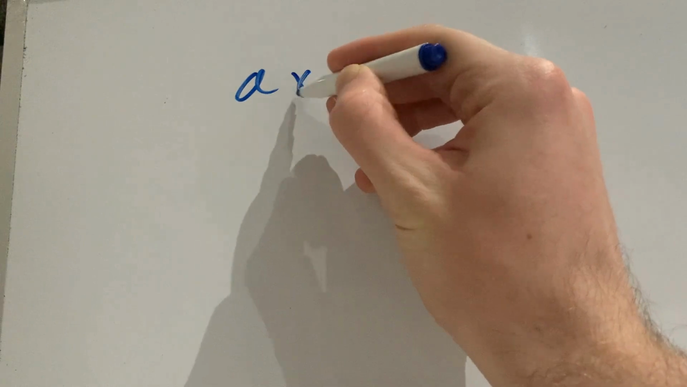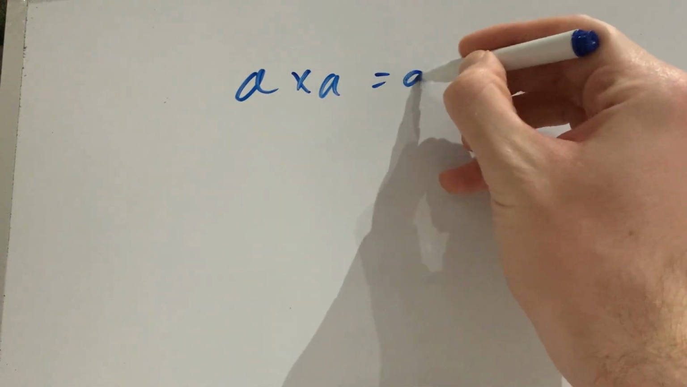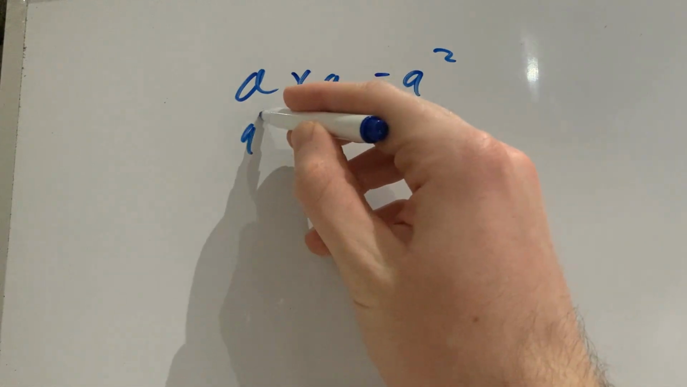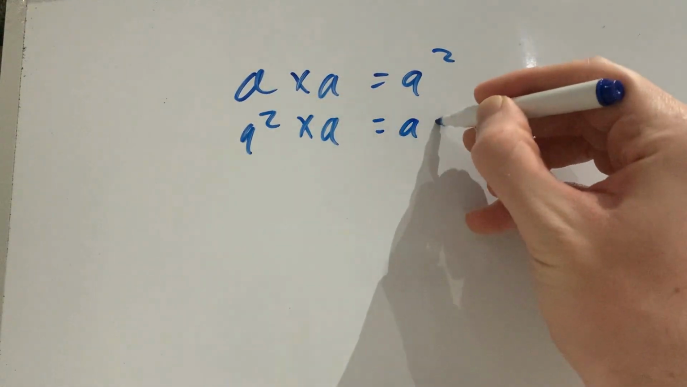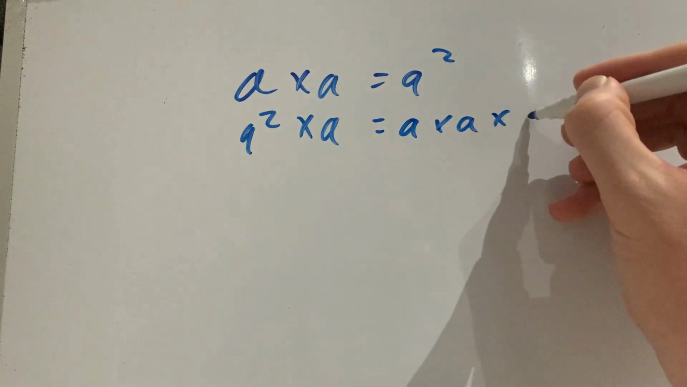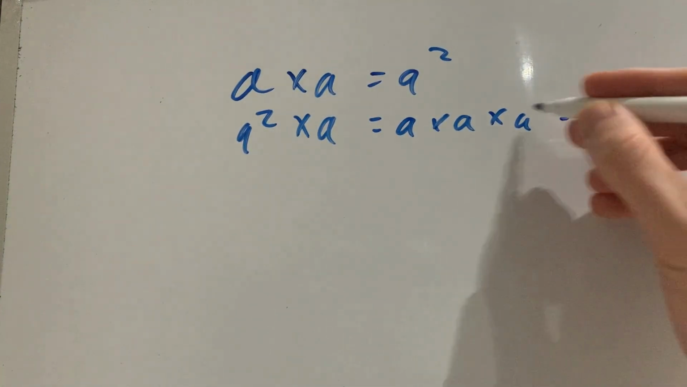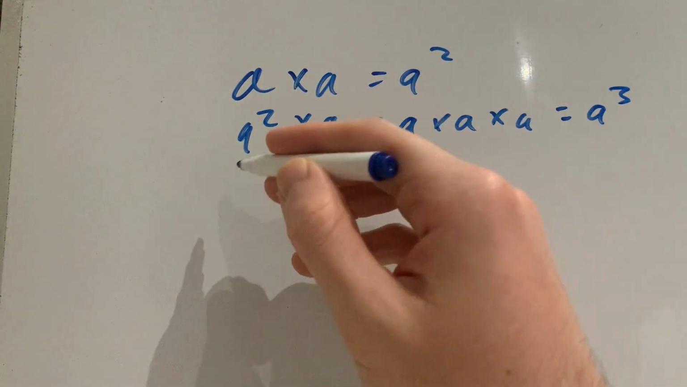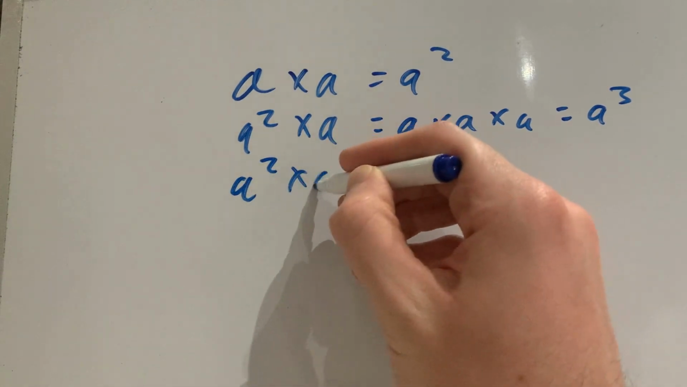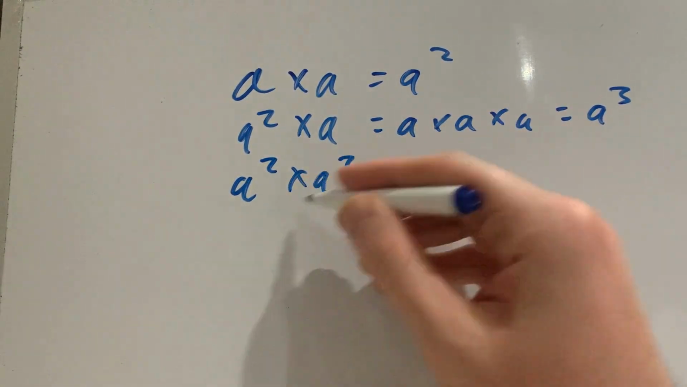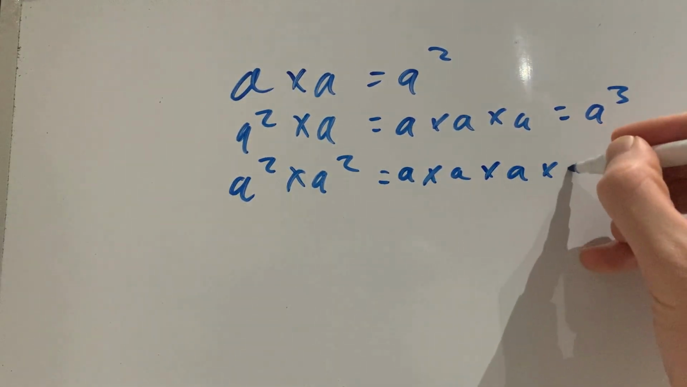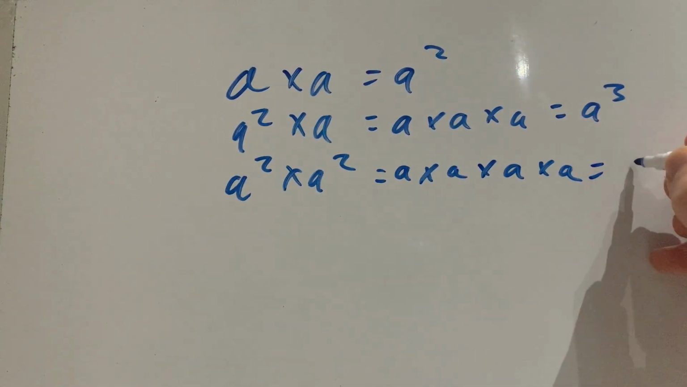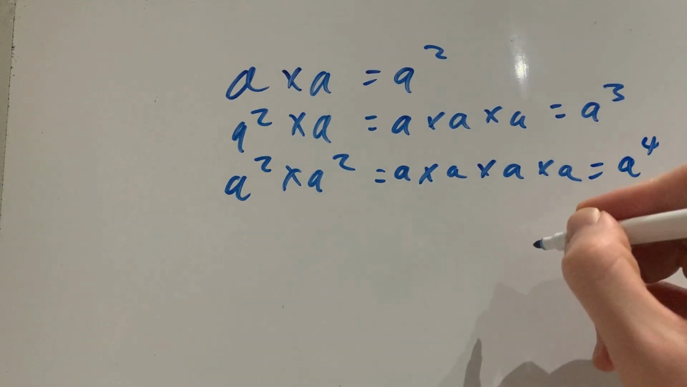So imagine I asked you to do a times a. Well, that's obviously just a squared. Imagine if I asked you to do a squared times a. Well, a squared is just a times a, and then times a again. So there's three a's there, so it's a cubed. What about a squared times a squared? Well, again, a squared is a times a, and then a squared is a times a. And we've got four a's there, so it's going to be a to the power of 4.